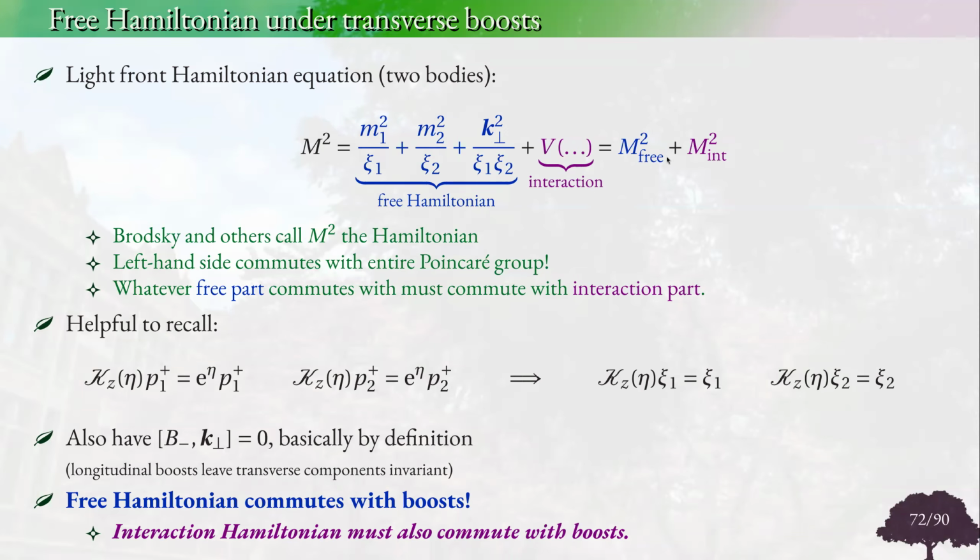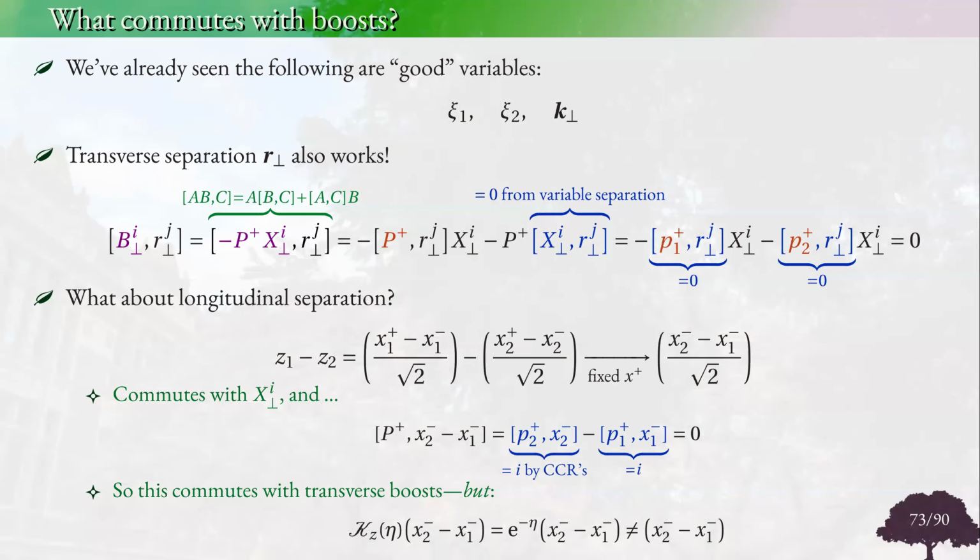That means that the interaction Hamiltonian must also commute with boosts. So whatever the interaction Hamiltonian is, whatever variables it depends on, you need to build it in a way that commutes with boosts. And that gives you some restrictions on what kinds of variables you can use. So first, we've already seen that the momentum fraction and the transverse momentum are already good variables to use in building an interaction potential. The transverse separation also works. You can show that it commutes with boosts.